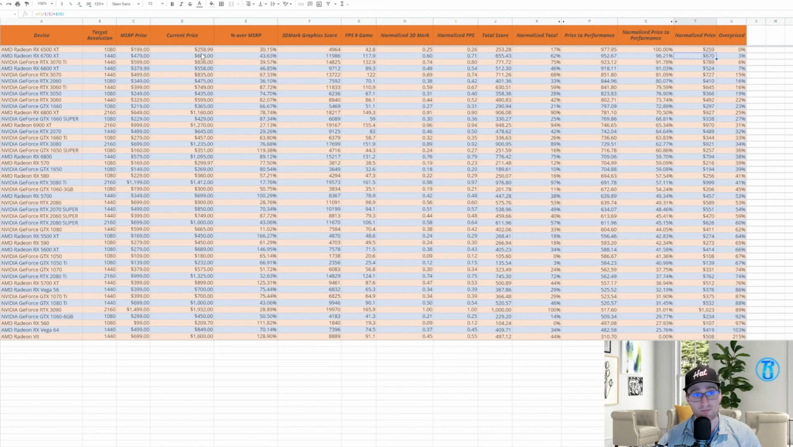And we can see the current price is $688. So it's only 3% overpriced compared to what its actual price to performance is. So that's just a general overview of how I went through the data. You can look through this data sheet, you can look through the spreadsheet. Like I mentioned, it'll be down in the description.